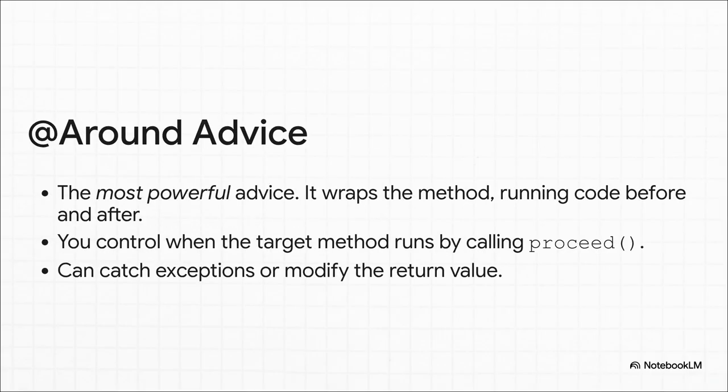And finally, we have @Around advice. This one is the big one, the most powerful of them all. It literally wraps around the target method. You can run code, and then you get to decide when or even if the original method gets to run by calling this little thing called proceed. This gives you insane control to do things like time how long a method takes, retry a failed operation, or even change the return value entirely.